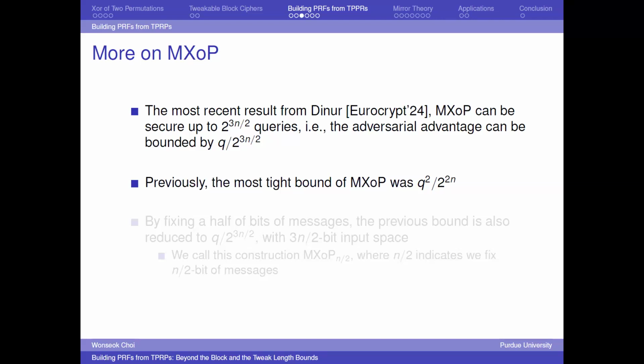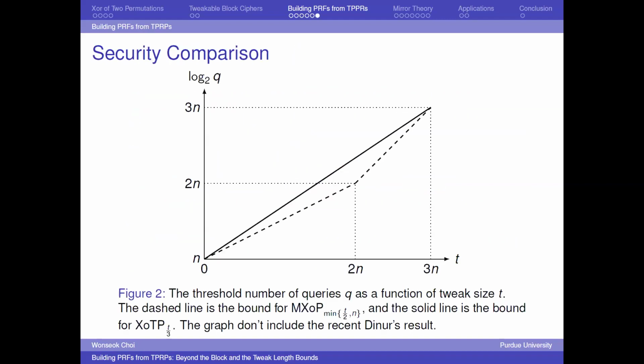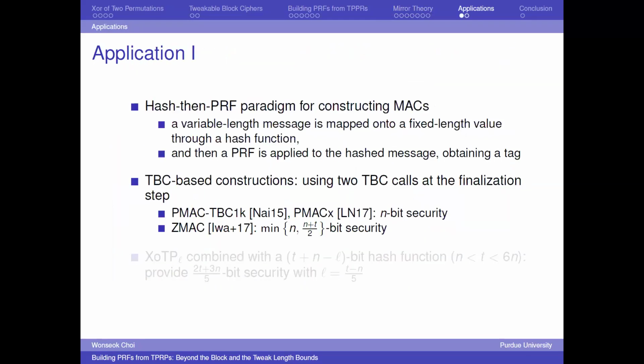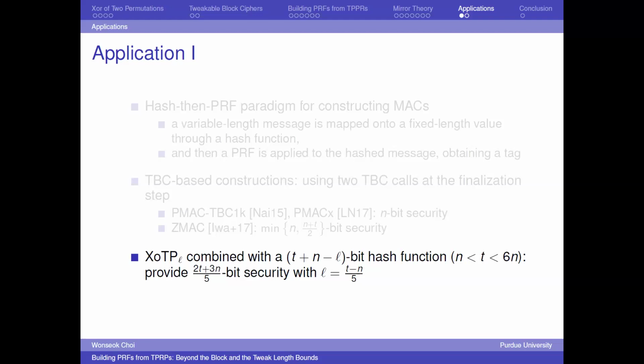Thank you. And sorry, an additional question. You mentioned on the application side that ZMAC could be improved in security if it uses your construction for the finalization. Yeah, but because we don't have a good hash function, this is also kind of an open problem. A hash function is not a primitive, but yeah. If we assume there is a good hash function which outputs the p + n − L bits, then yeah, we can do it.